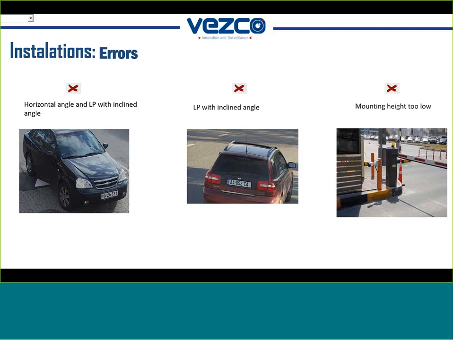The third example is the mounting height is either too low or too high. In this example, I showed it as too low. We're not giving the minimum of 1.5 meters, which we're going to see in a little bit.